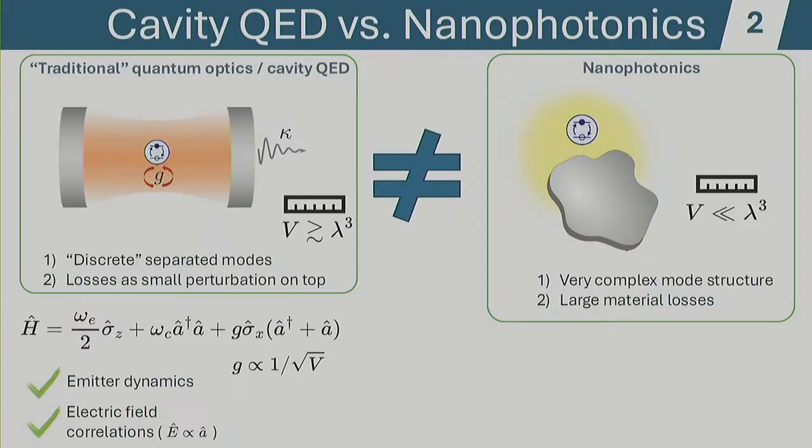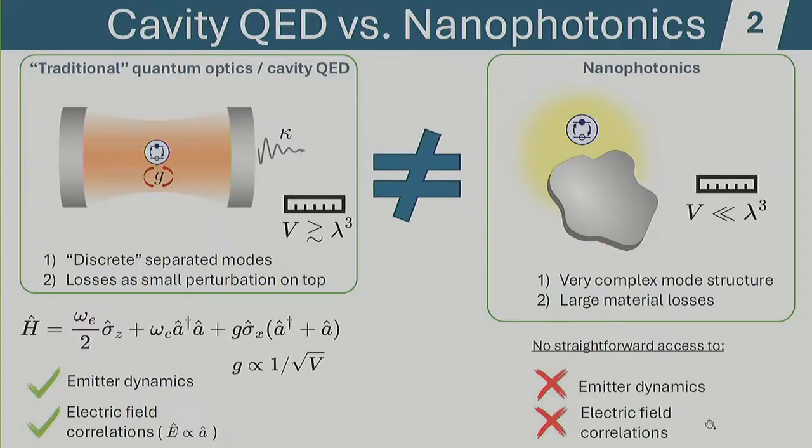However, the light pattern, let's say the field, has very complex properties in such cavities, and usually the modes of these cavities have huge material losses, which doesn't allow us to straightforwardly quantize light in such systems and describe the dynamics. So we don't have straightforward access to the observables we would like to have.